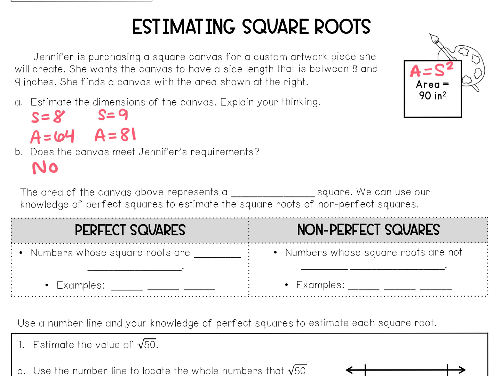Let's see what side length might work. If I have a side length of 10, that would give me an area of 100 inches squared. So this canvas, the side length is going to be somewhere between 9 and 10. And 90 is almost right in between 81 and 100. So my guess would be that the side length of the canvas is going to be somewhere around 9.5.